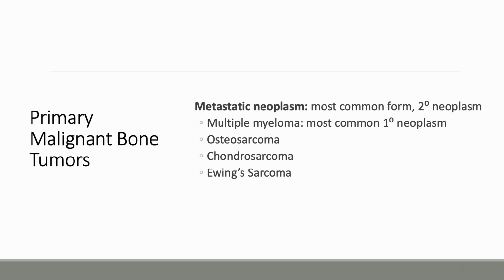Here you can see primary malignant bone tumors. Metastatic neoplasms are the most common form of secondary neoplasm. Multiple myeloma is the most common primary neoplasm. There's also osteosarcoma, chondrosarcoma, and Ewing sarcoma.